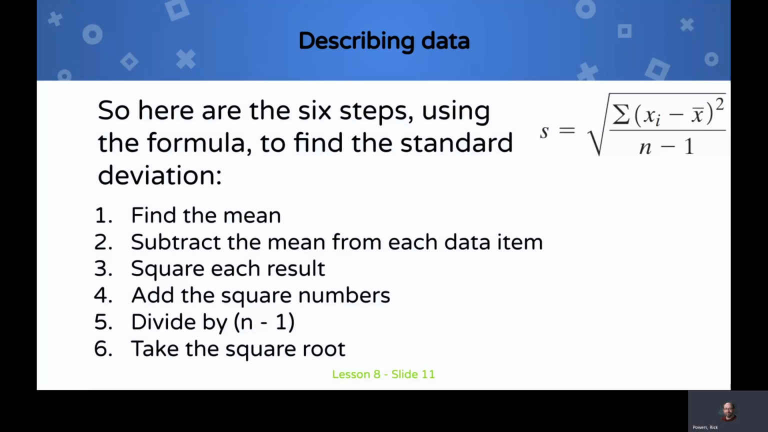So here are the 6 steps using the formula to find the standard deviation. First, find the mean. Second, subtract the mean from each data item. Third, square each result. Next, add the squared numbers, the sum. Divide by n minus 1, then take the square root.